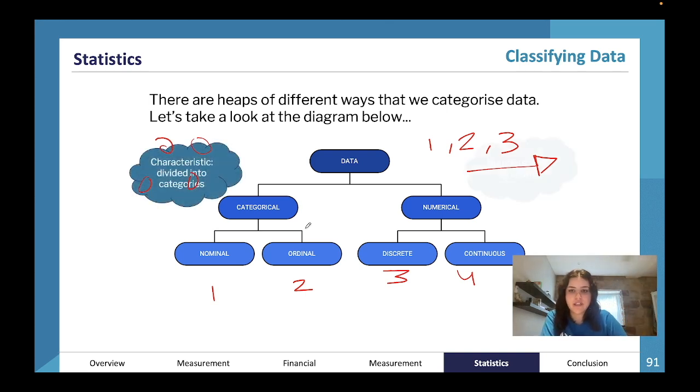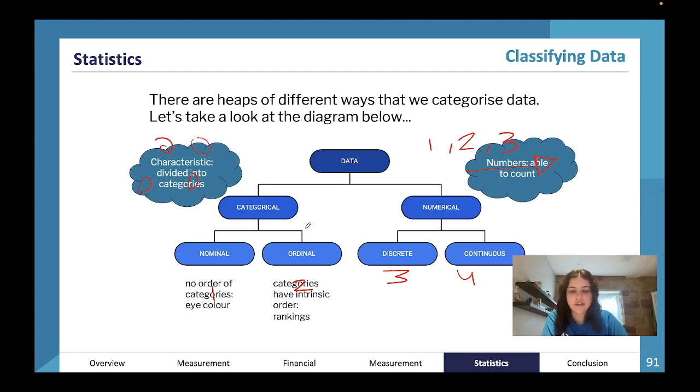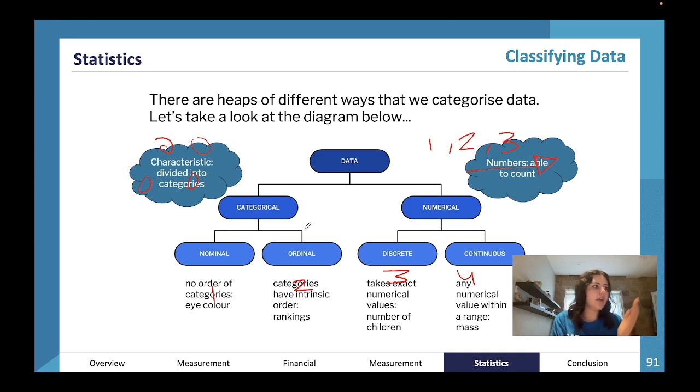So, characteristic divided into categories, numbers able to count, order of categories. Categories have an intrinsic order, so rankings versus something like eye color, car color, hair color. Discrete number, it has to be an exact number. So it's number of people, number of days in a week. You can't have 7.6 days in a week, there's 7 days in a week. Continuous, any numerical value within a range. So mass, you could be 61.547 kilograms.